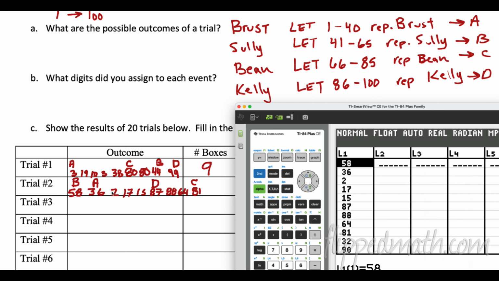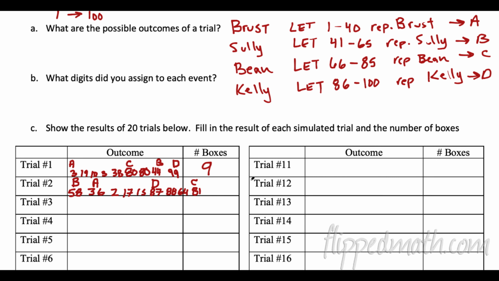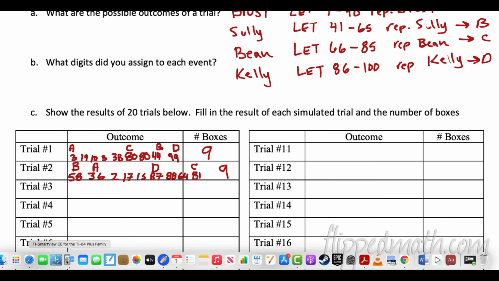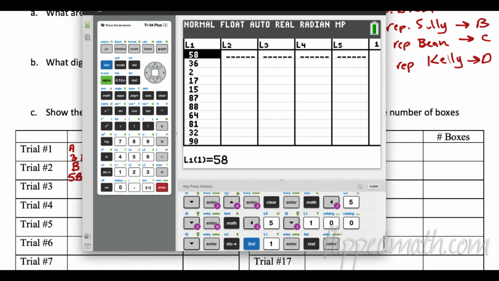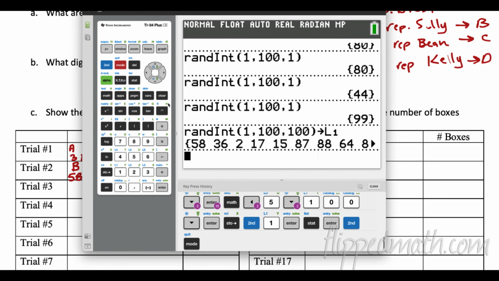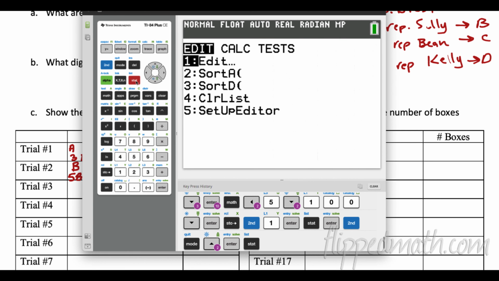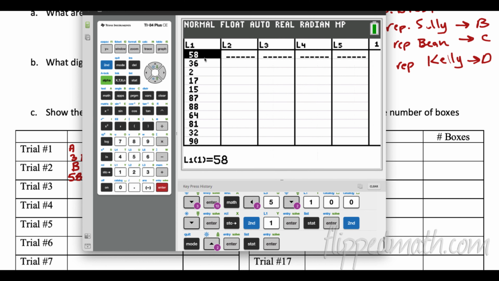That's 1, 2, 3, 4, 5, 6, 7, 8, 9. So once again, it took 9 boxes. That's a coincidence, but that's what it took. So we need to do this 20 times. So at this point, maybe it's easiest just to do the little trick I showed you. We're going to come back here, scroll up, random integer, put them into L1, and then we can go hit stat, enter, and now we have them. Again, we can look at them, and then you repeat it.